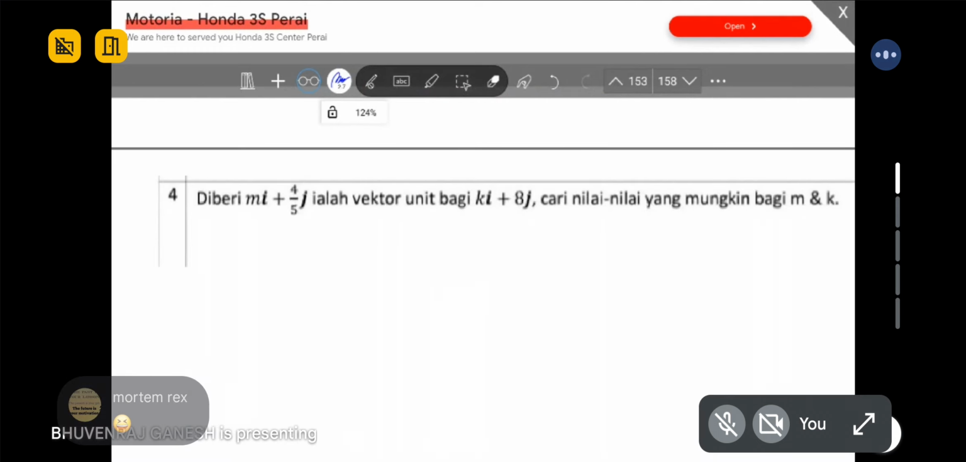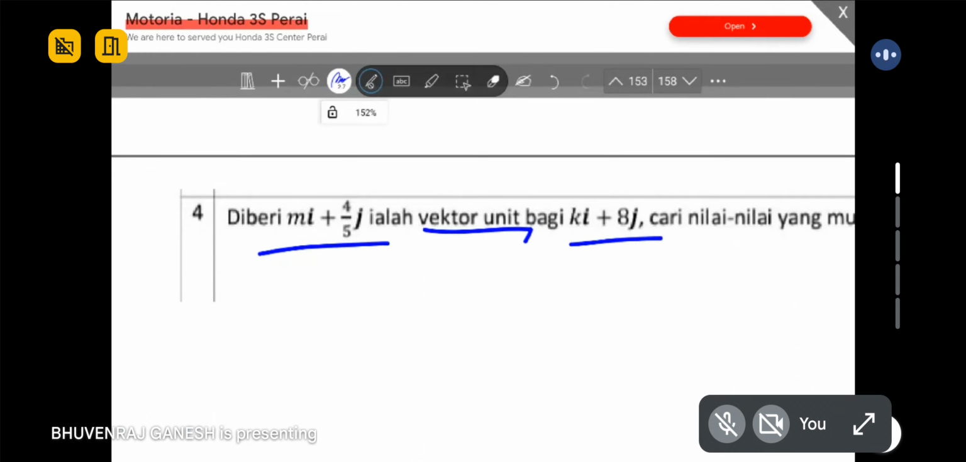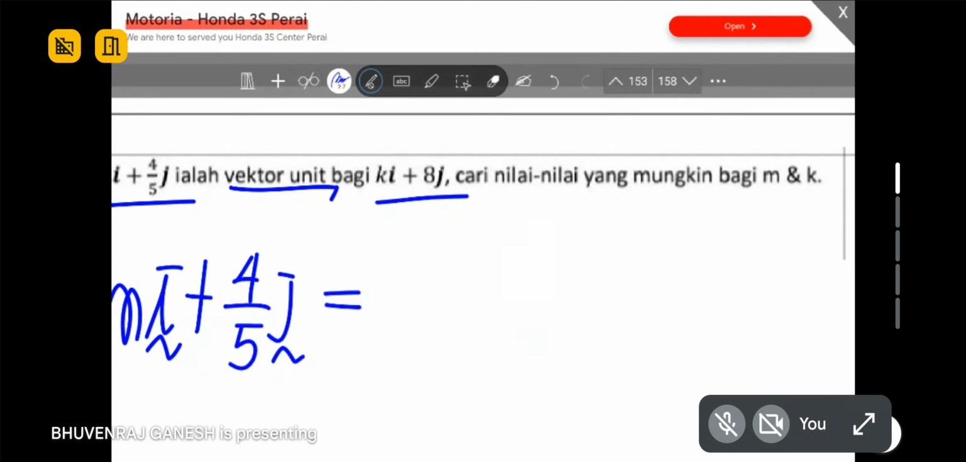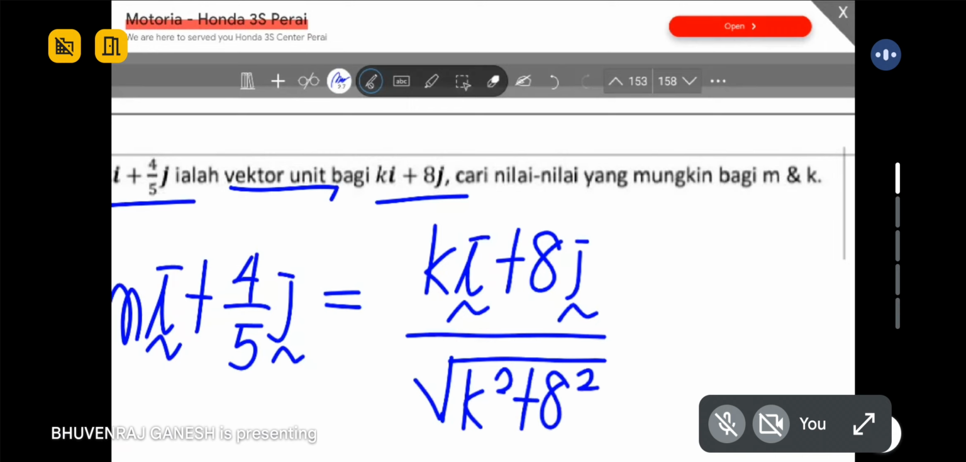Okay, next one, guys. This is another question. They're asking you, mi plus 4 over 5j is a unit vector for ki plus 8j. Very simple. They say this one is a unit vector, guys. Unit vector means that you must apply the formula: ki plus 8j over magnitude. Magnitude is square root of k square plus 8 square. Do you all understand this equation?